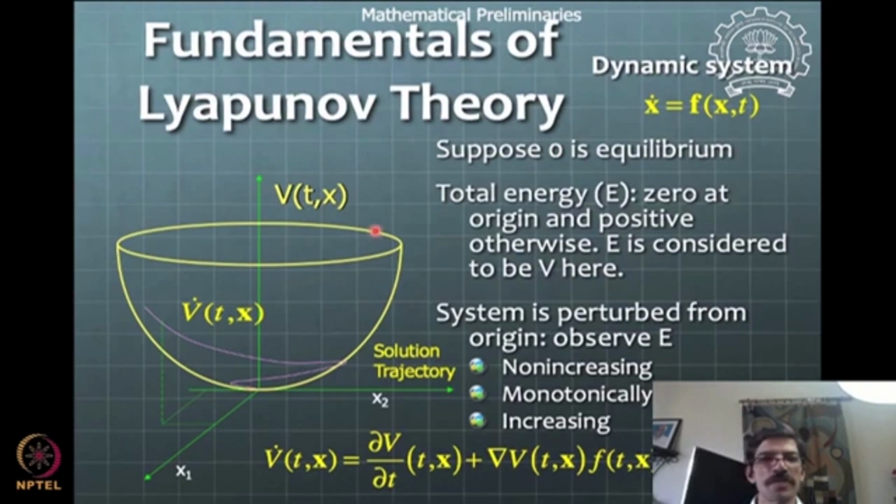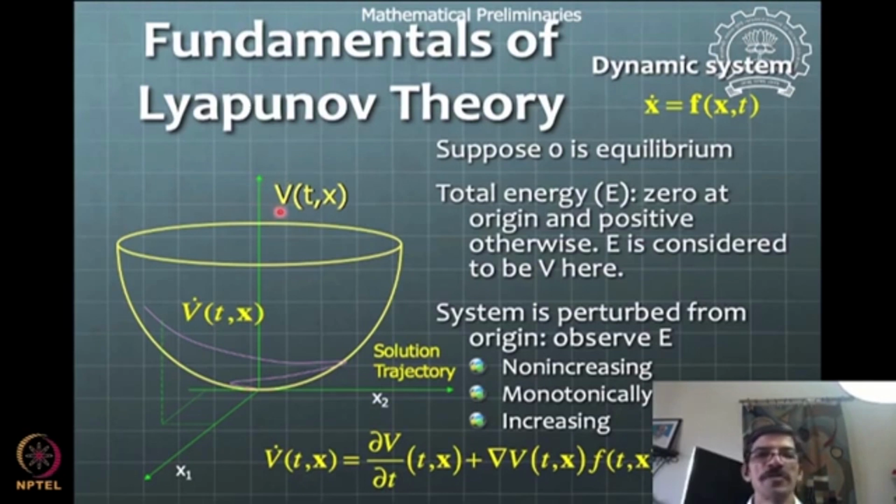So suppose we are considering the same kind of system, x dot equals f of x, t, and the equilibrium for the system is 0. Total energy is 0 at the origin and positive otherwise. We know this energy function has the properties that we want for this function candidate V. So V is considered an important function in the Lyapunov theorems eventually. You say that there exists such a V in such a way that some conditions will come.